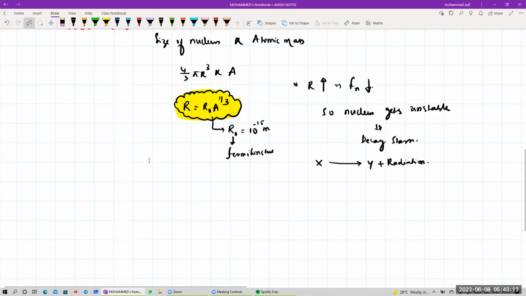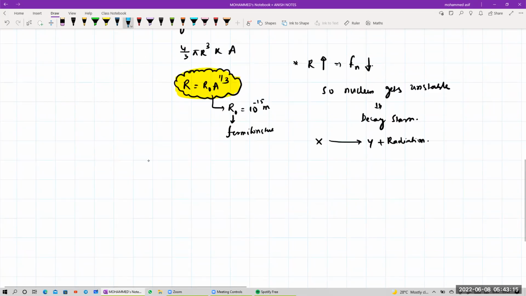Let me write the exact value of R naught. This value R naught is equal to 1.2 Fermi. That is equal to 1.2 into 10 to the power of minus 15 meters. Because 1 Fermi is equal to how much? 10 to the power of minus 15 meters. So the R naught value is 1.2 Fermi, or 1.2 into 10 to the power of minus 15 meters.